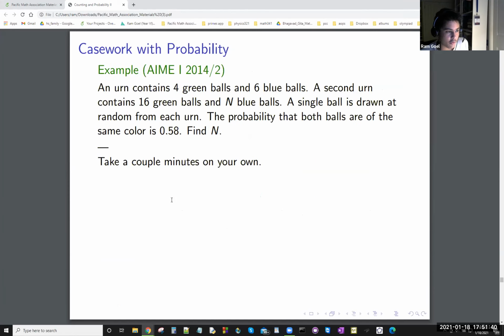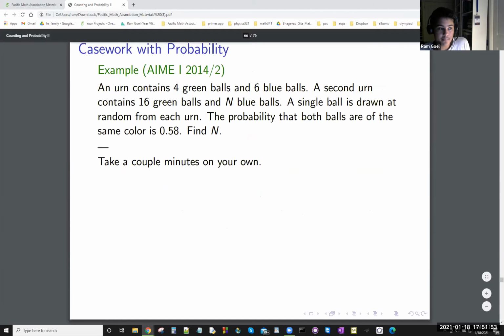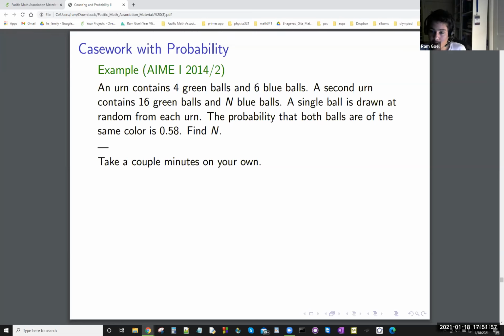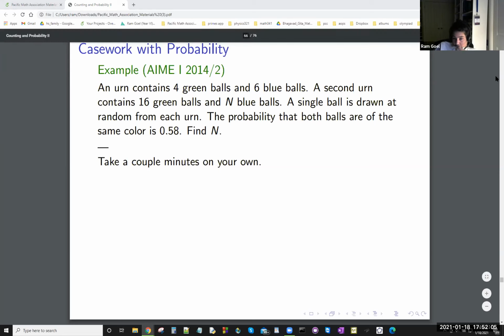But for now, we're just going to go over one more concept, which is casework. So why don't you take a couple minutes to read over this problem and attempt it. We're going to reconvene in 2 minutes and see what you have. This is from the AIME a few years ago, an early problem from there. Again, think how to use casework to do this problem.